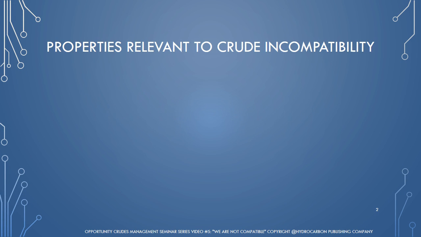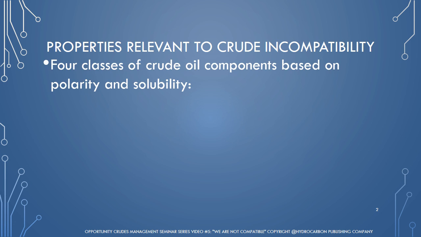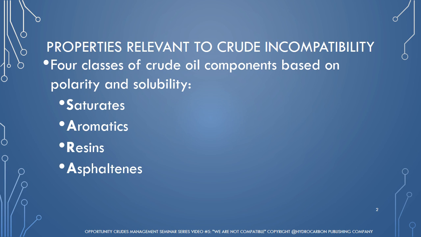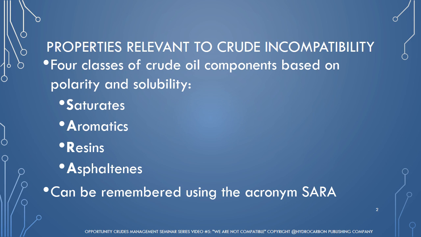Crude incompatibility that leads to fouling problems is often caused by changing the ratio of four crude oil components that are defined by polarity and solubility. These components are saturates or paraffins, aromatics, resins, and asphaltenes. The acronym SARA is often used to refer to the four components.